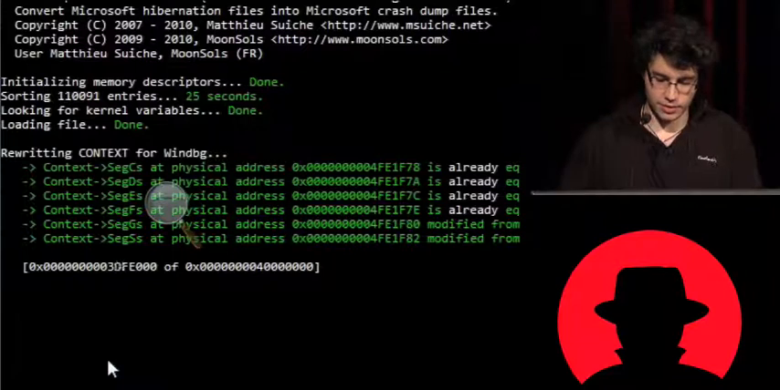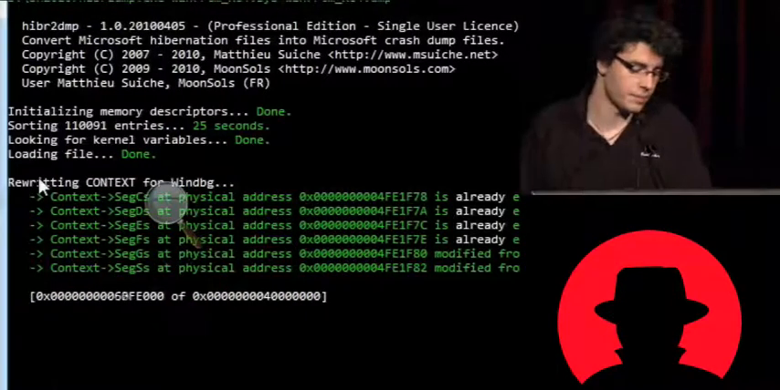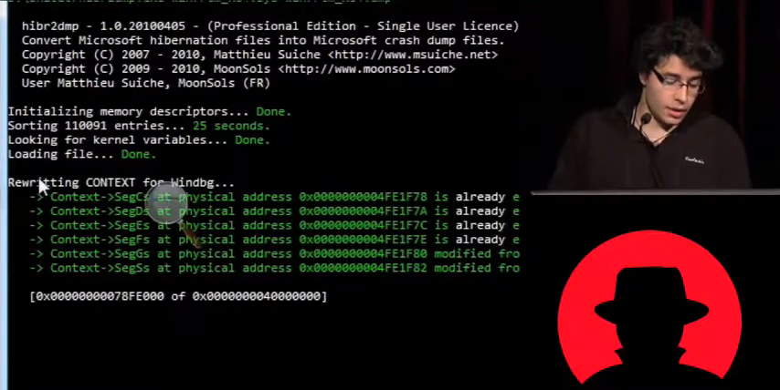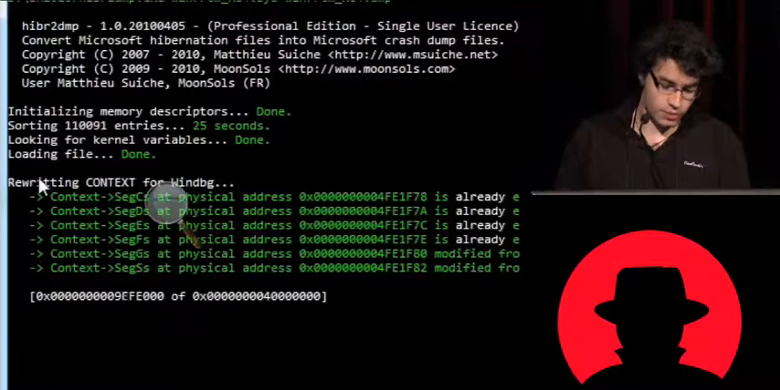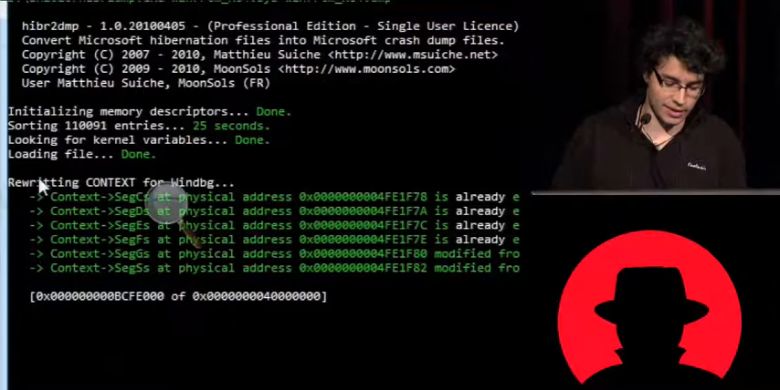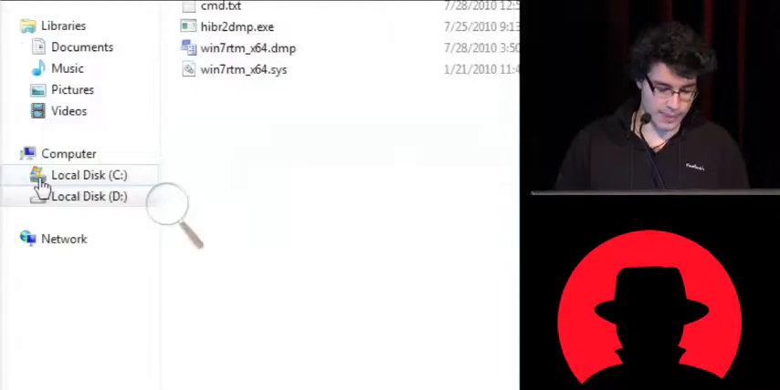Yeah, and it's fixing the KPCR structure to make it 100% usable by the Windows Debugger. And again, it's a really big file, so it takes some time. So we will switch back to the slide in the meantime.